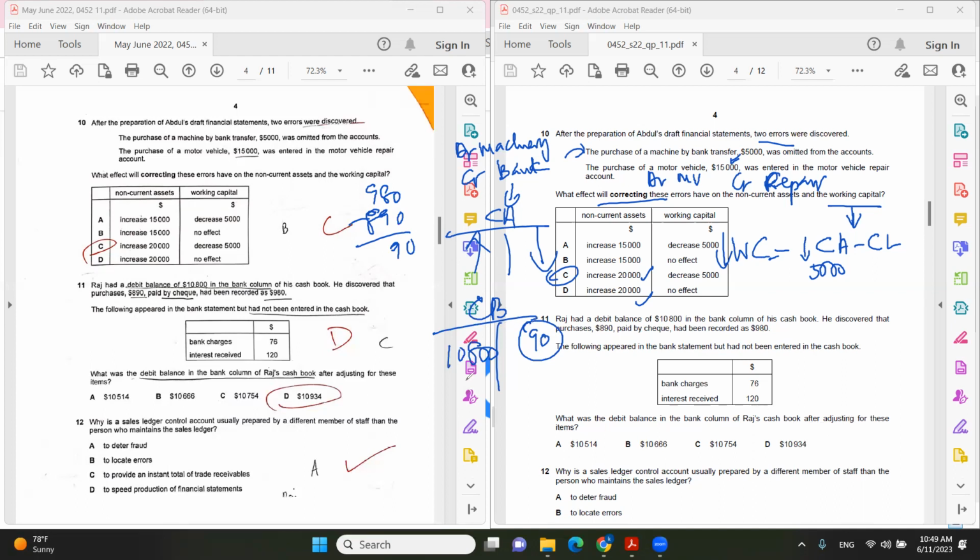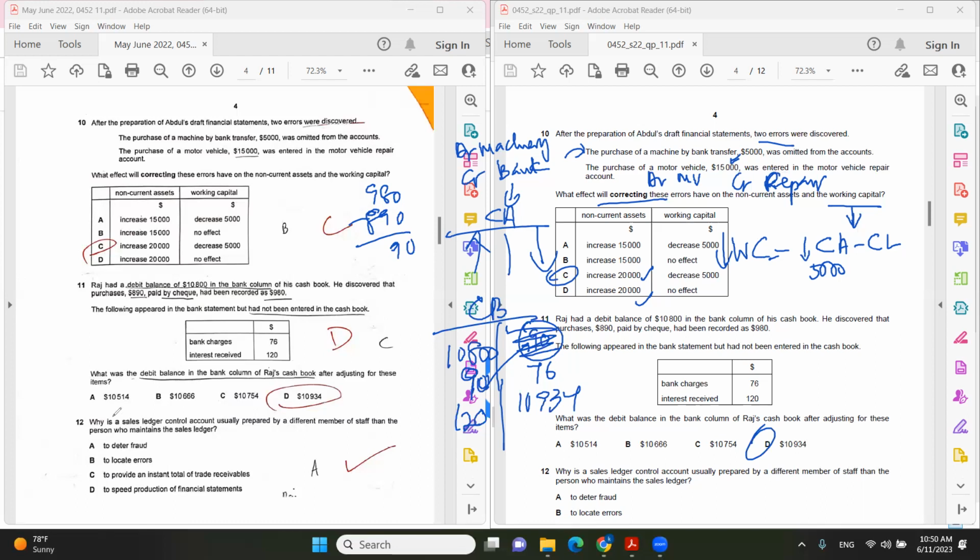This overstatement, we have to reverse out, which means we need to debit in order to reduce the overstated amount. So debit here to reverse the error. And then bank charge 76, we have to pay out. Interest received is our income, so 120. So take the total debit minus the credit: 10,800 plus 90 plus 120 minus 76. So the answer should be 10,934. Answer is here.